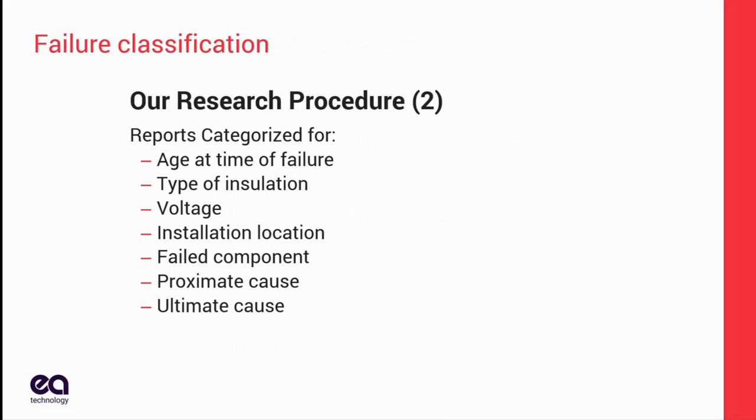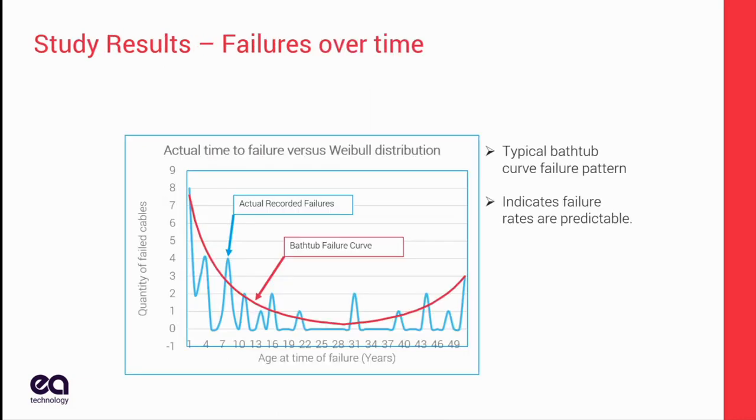We looked at how long it took to fail, what type of insulation, the voltage, where they were installed, what failed, and we spent a fair amount of time on the proximate cause and the ultimate cause. Proximate cause being the immediate thing that caused the failure. The ultimate cause is a little bit further removed, and I'll talk about that a little more.